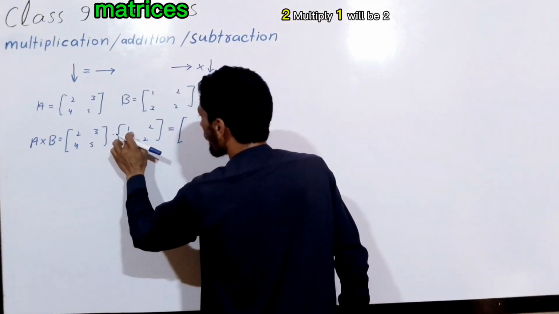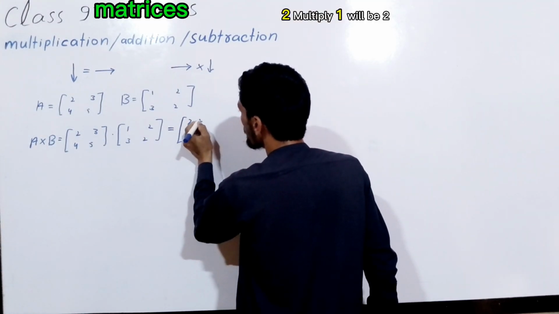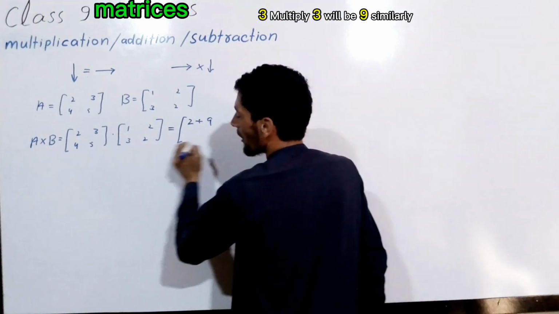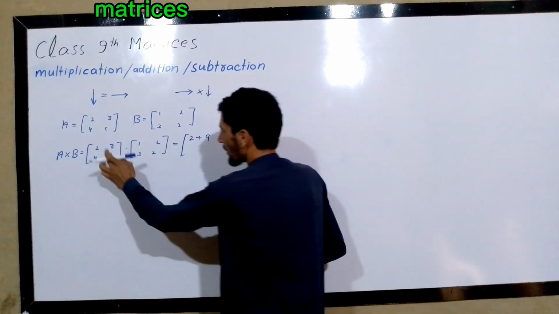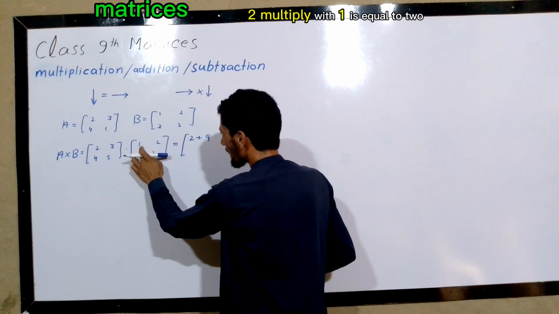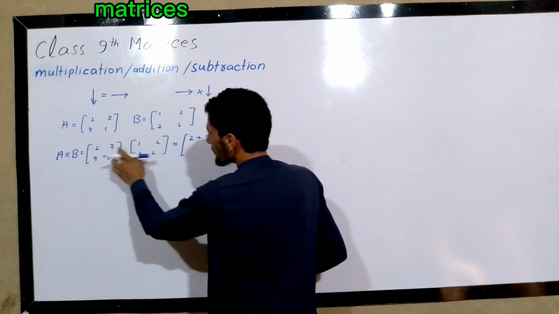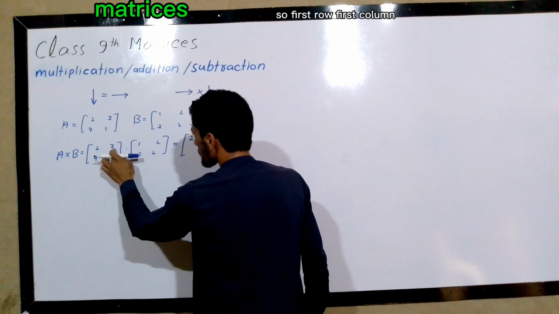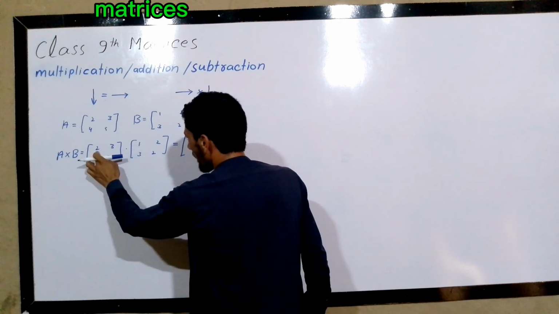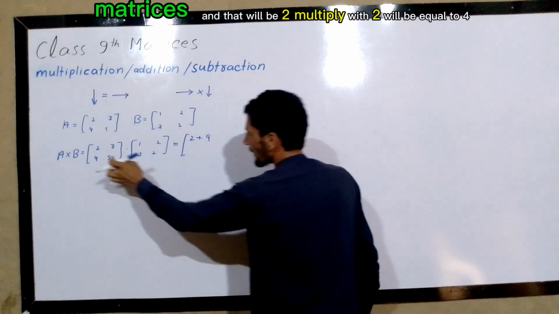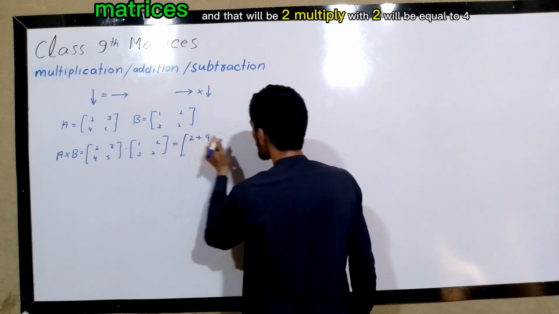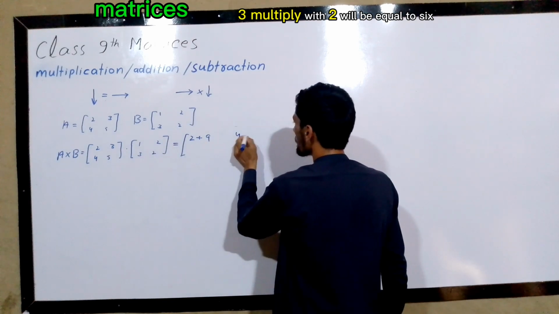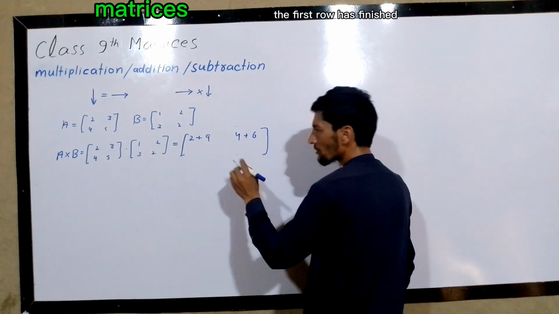2 multiplied by 1 will be 2. 3 multiplied by 3 will be 9. So that is first row, first column. Now, first row, second column. 2 multiplied by 2 will be equal to 4. 3 multiplied by 2 will be equal to 6. The first row has finished.